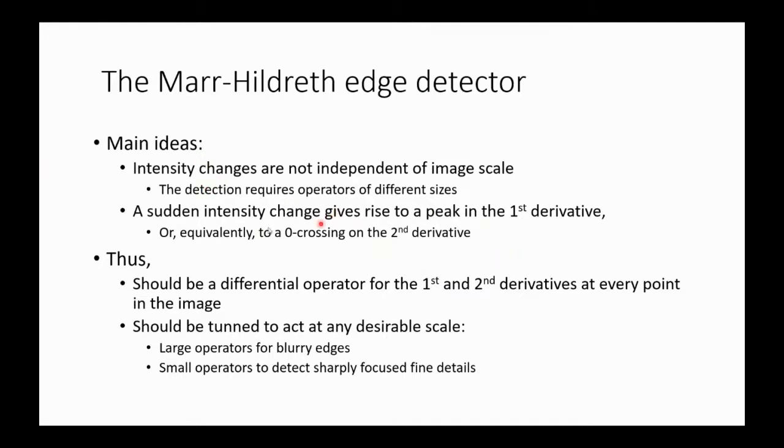Thus, I don't want to keep doing all of these steps. That was the central idea of Marr and Hildreth. We should find a differential operator for the first and second derivatives at every point of the image that does all the job in one go, in one pass through the image. And also should be tuned to act at any desirable scale. So we should have large operators for blurry edges, small operators to detect sharply focused fine details.